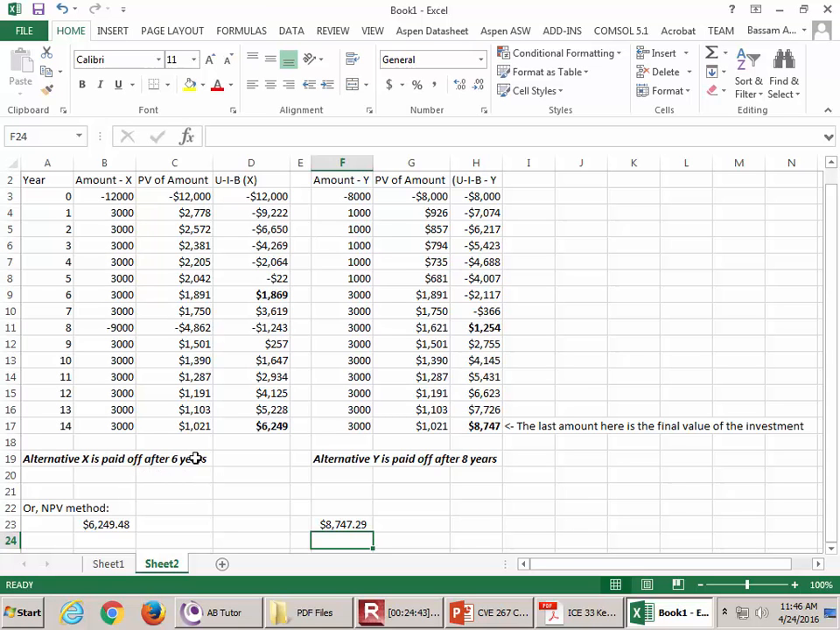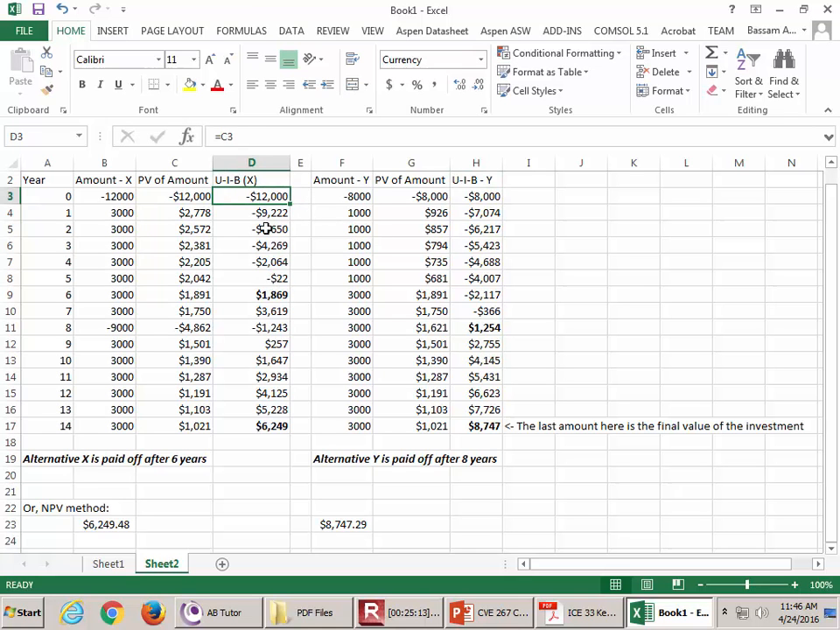Okay, for part two, I hope what you're finding is that the first option, option X, if we take a look at the unrecovered investment balance, now we have to use that. We can't do the NPER for alternative Y anyway because the amounts are changing. We could use NPER to find the break-even for alternative X, but since we have to do the unrecovered investment balance method for item Y, I just did it both ways.